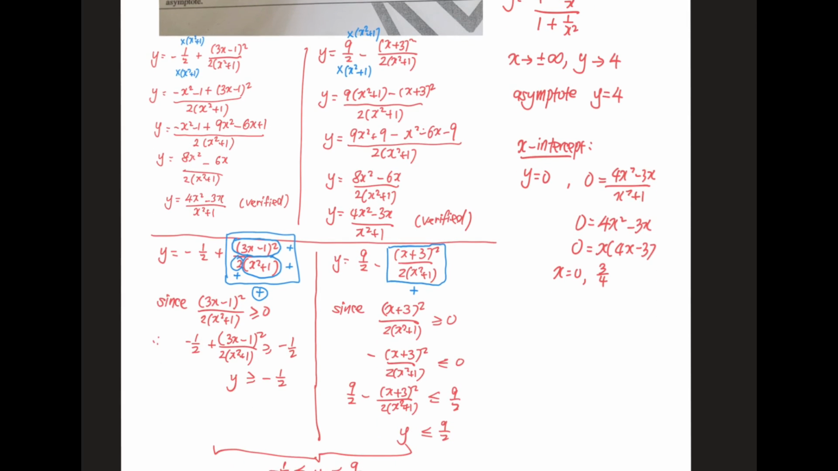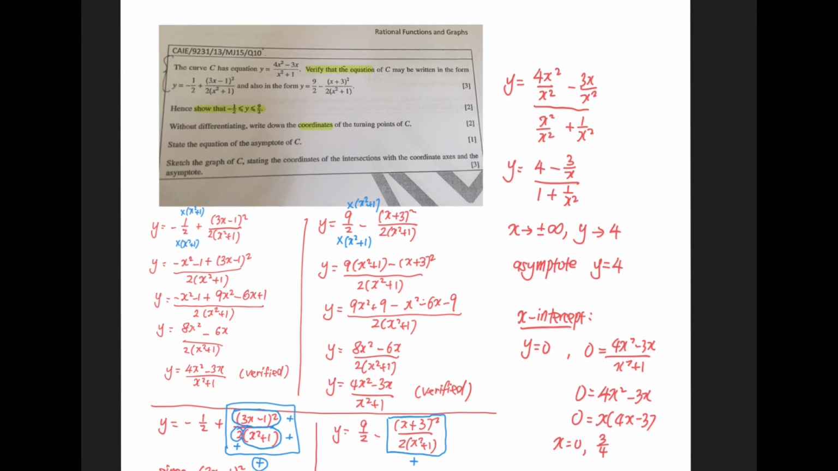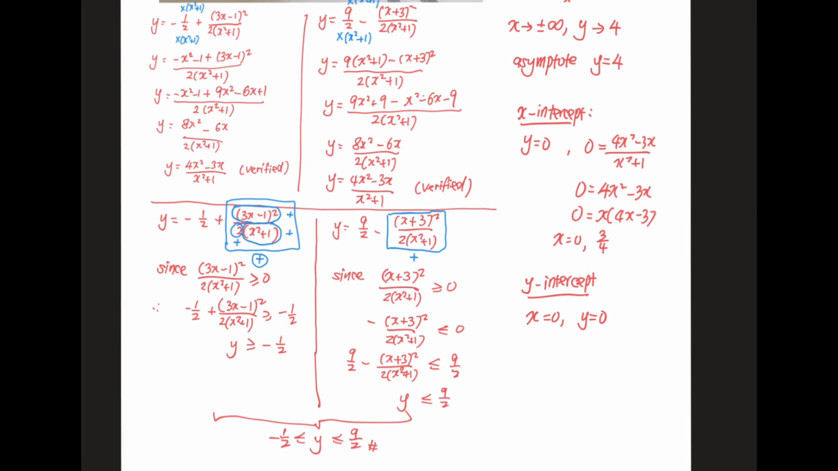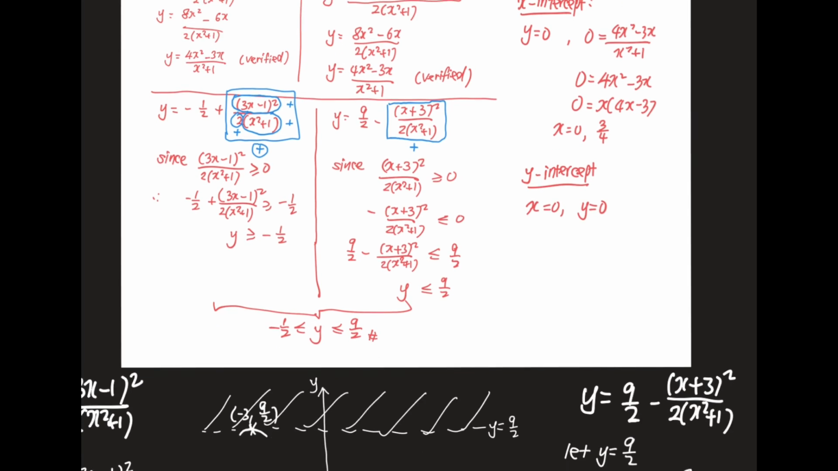Then I can find the y-intercept also. The y-intercept will be easier. I just let x equal to 0. Then y is equal to 0 straight away. Substitute 0 for x here, and you end up with 0 for y. Okay, so we get the necessary information ready. Now let's put it in the graph.